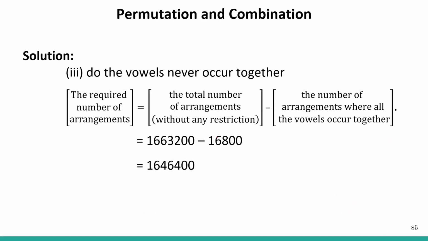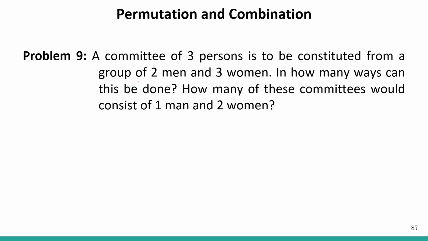So let's go forward to the next question. A committee. By hearing the word committee, you must be wondering what should come to your mind. Should permutation come into your mind? Combination. Actually, combination will always come. Why? Because order doesn't matter in terms of forming a committee of 3 persons.